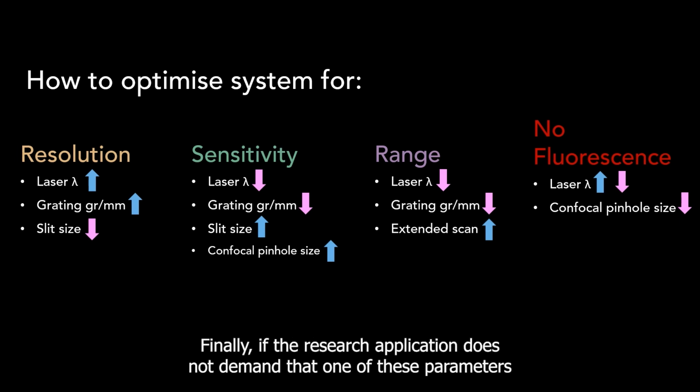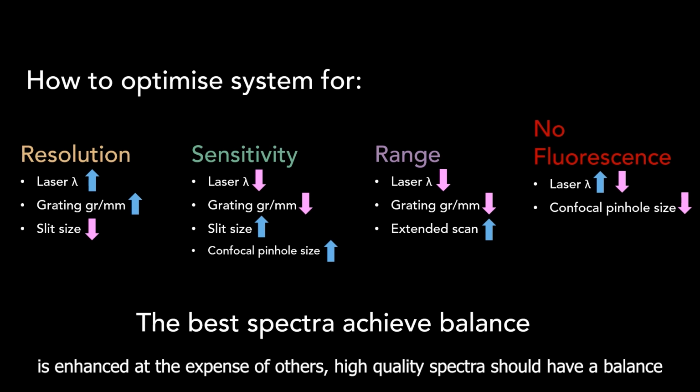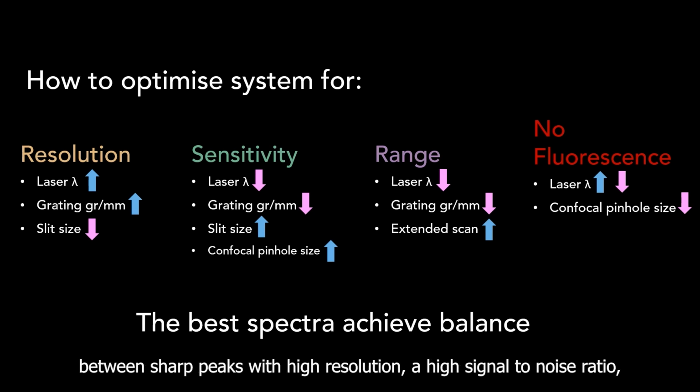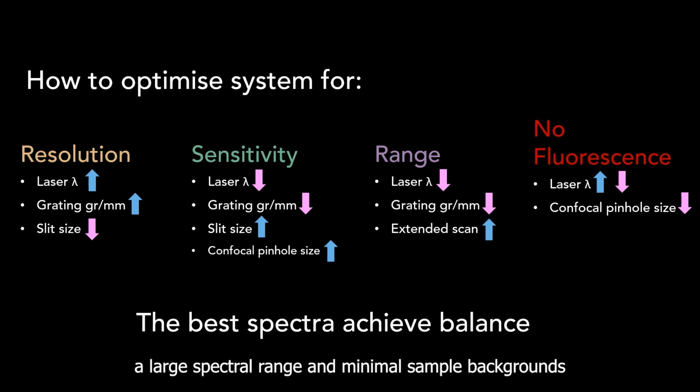Finally, if the research application does not demand that one of these parameters is enhanced at the expense of others, high-quality spectra should have a balance between sharp peaks with high resolution, a high signal-to-noise ratio, a large spectral range, and minimal sample backgrounds.